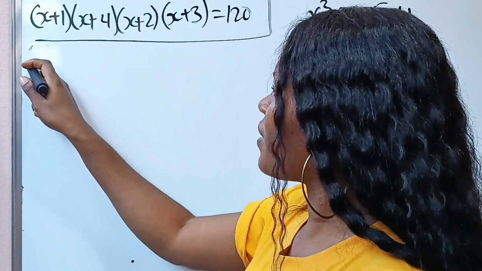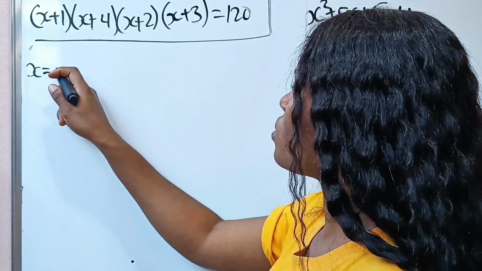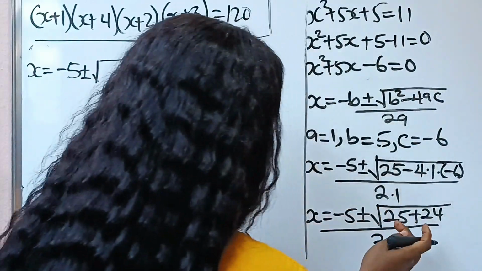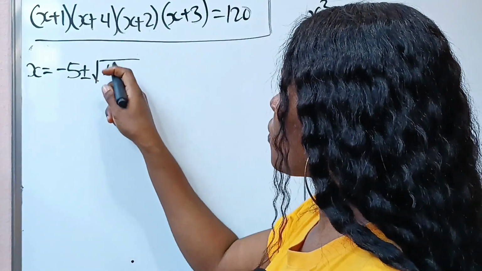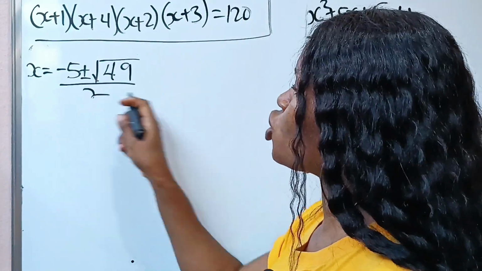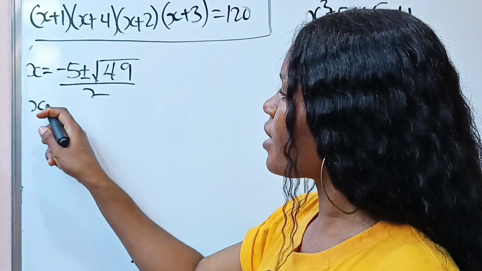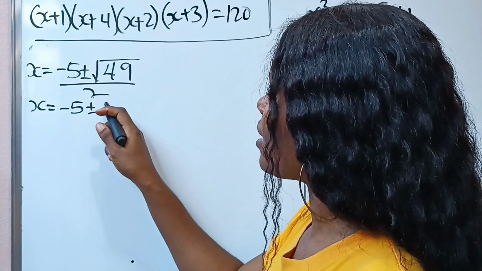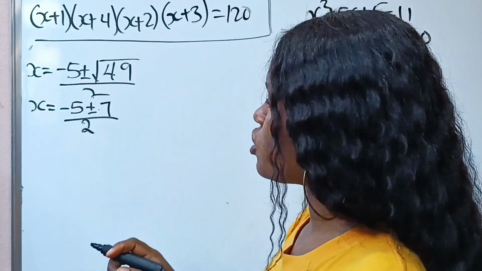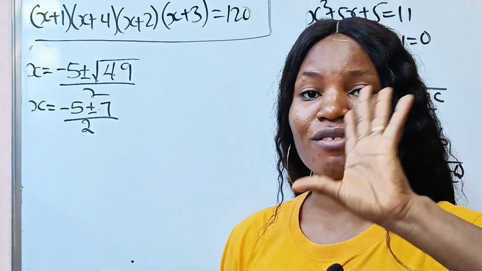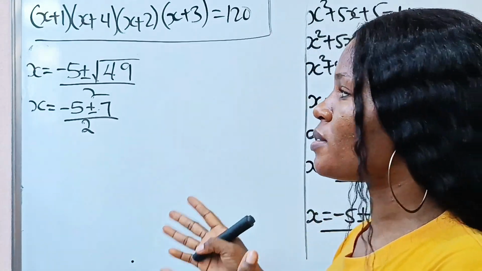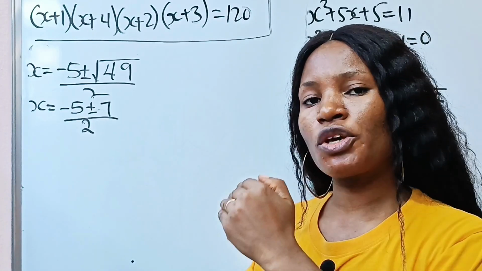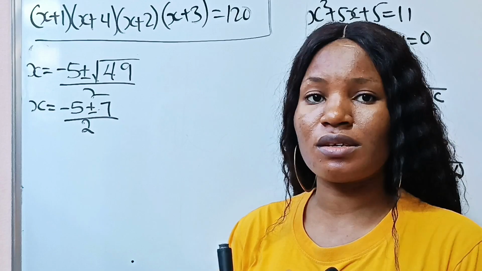All right. So we have that x now is equal to minus 5 plus or minus square root of, now 25 plus 24 will give us 49, divided by 2. Okay, so our x is equal to minus 5 plus or minus, now square root of 49 is what? 7, divided by 2. So that means, recall that we are going to get the 4 values of x, and at the end we are going to substitute the values we got into the equation to prove that what we did is right.